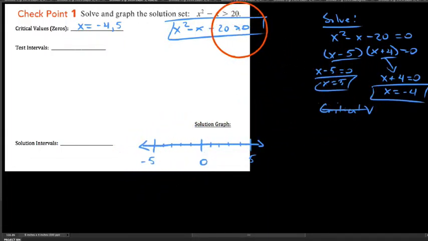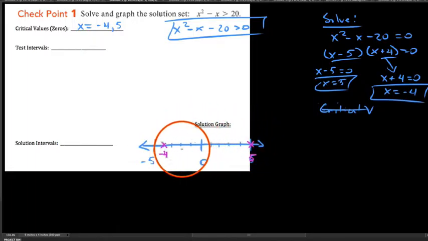And what we're going to do is put open dots. Well, actually, let's just do this. Let's label negative 4 here. Negative 4 and positive 5. These are our two critical values. And I'll put little x's here for now instead of dots. These are our critical values.